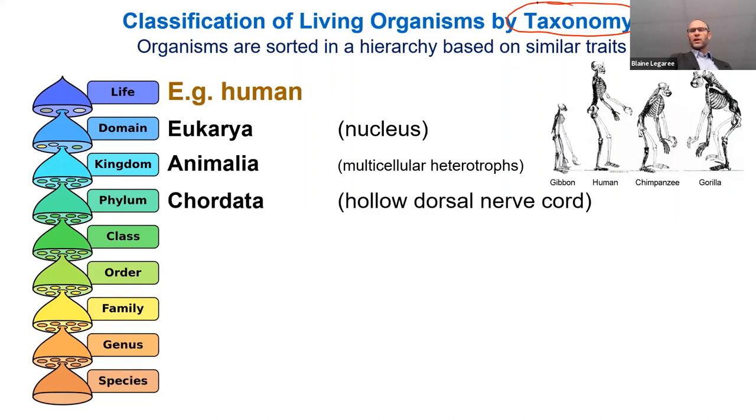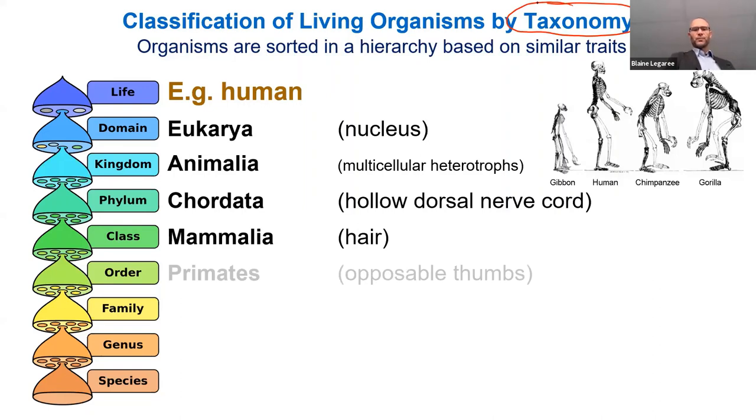What phylum are we in? We're in the Chordata. We have a nerve cord. What class? We're mammals. Mammals have a number of distinct features. They have hair. The word mammal refers to mammary glands, so we feed milk to our young, and that's what makes us mammals. We're also primates, because we have opposable thumbs. There are a few other reasons why we're primates, but that's one of them. There is another group of animals that have opposable thumbs.